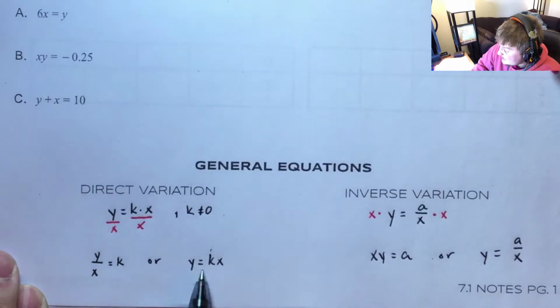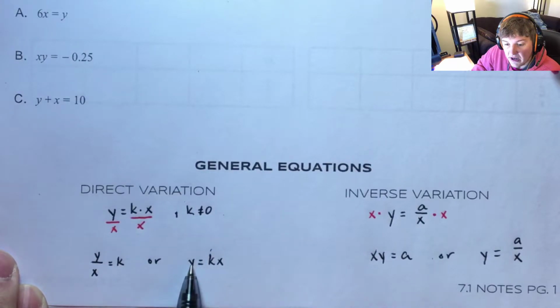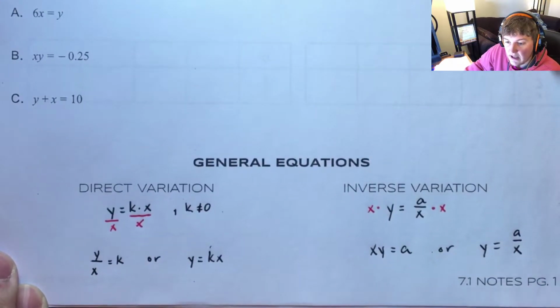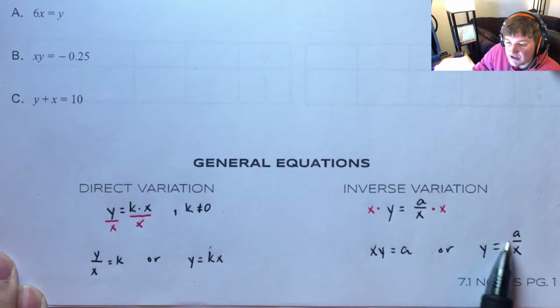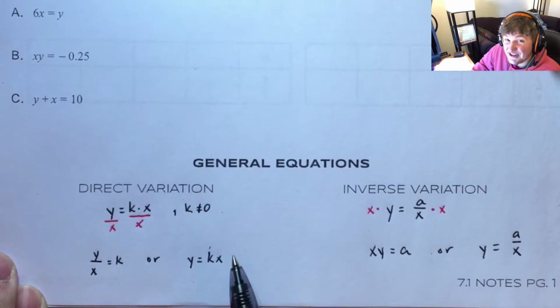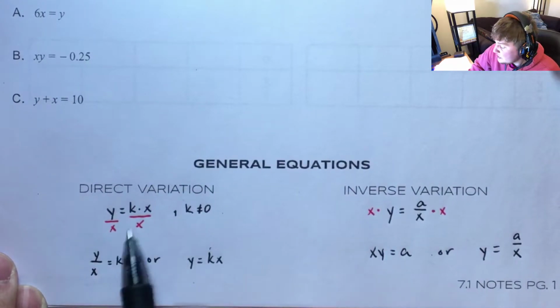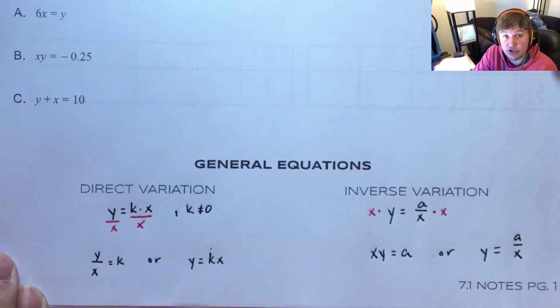So anytime you see an equation in either of these forms, where I'm dividing my variables and getting a value, or when I have y is equal to k times x, I know that's a direct variation. And then an inverse variation would be x times y is equal to a, or y is equal to some a value divided by x. And if you have an equation and it doesn't fit into any of these categories, that means it's neither direct nor inverse. Not all equations are a direct variation or an inverse variation.